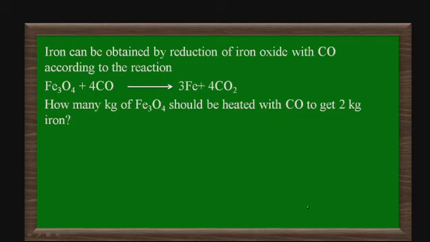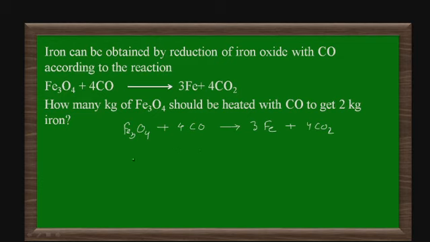Again, we will use the same stoichiometric calculation. Now here the reaction is given: Fe3O4 plus 4CO goes to 3Fe plus 4CO2. In this question the reaction is given in balanced format. You don't need to balance it, but you should at least once check whether it is balanced or not.